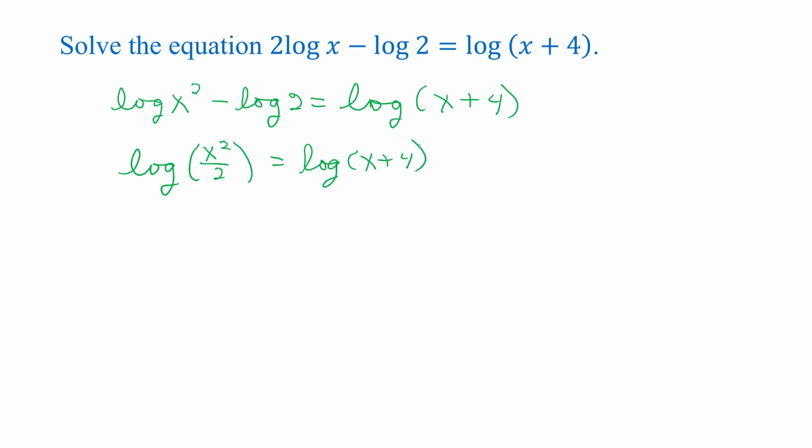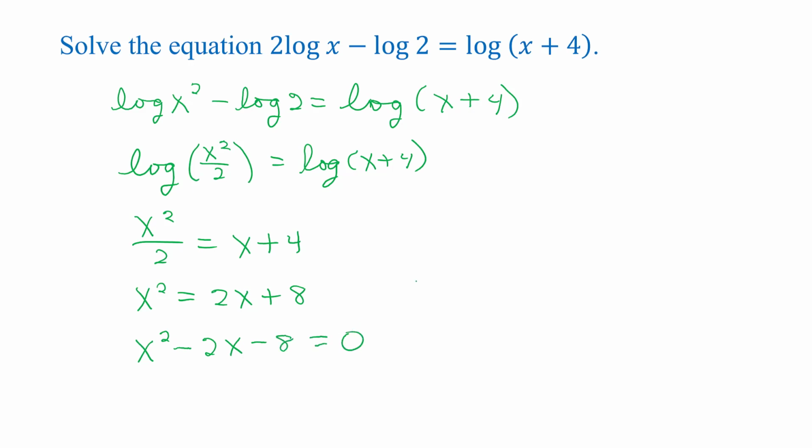At this point, we have our equation in the form log to the base b of u equals log to the base b of v, where our base here is 10. So I can set x squared over 2 equal to x plus 4. The next thing I would do is multiply through by 2 to get x squared equals 2x plus 8. And then let's subtract 2x and subtract 8 from each side to give us x squared minus 2x minus 8 on the left side equals 0 on the right.